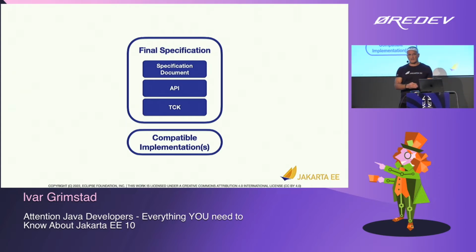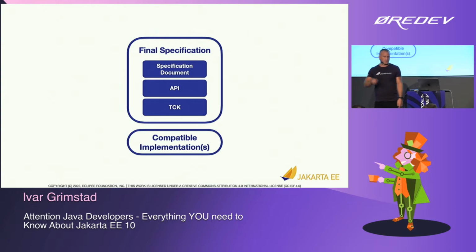And as soon as we have at least one open source implementation that fulfills the TCK, that is a compatible implementation, then we can ratify a final specification. From there on, you can use any license you want for a compatible implementation. But there is nothing about a reference implementation as it used to be. It's about compatible implementations, in plural, and we need at least one open source in order to ratify a final specification.